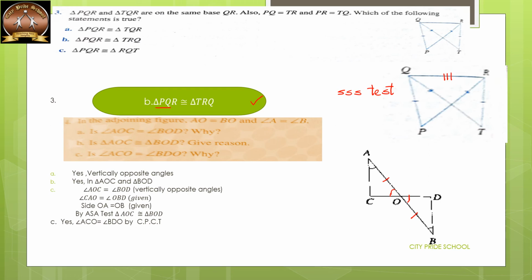Next question, they are saying you have to find out whether angle ACO is congruent to angle BDO. Once the two triangles are congruent, then the other corresponding parts of the triangles will be congruent. That is, angle ACO will be congruent to angle BDO by CPCT.